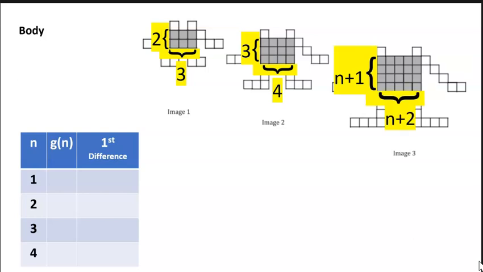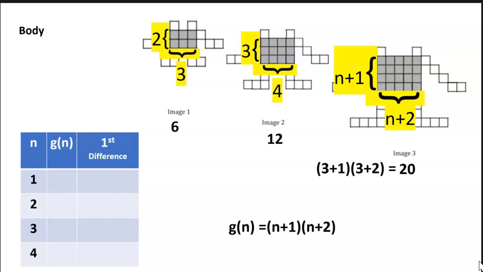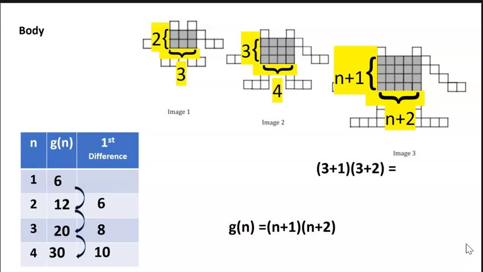When multiplying the dimensions of the rectangle, it tells me how many shaded squares are in each image. This means that the equation that relates the image number and the number of shaded squares is g of n equals the quantity n plus 1 times the quantity n plus 2. In the table, we can fill in the values that we have and find the pattern of change. Since the first difference creates a linear pattern, we know that this is a quadratic function and that there would be 30 shaded squares in the fourth image.